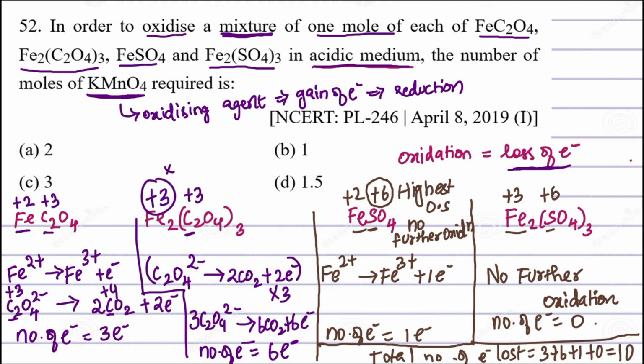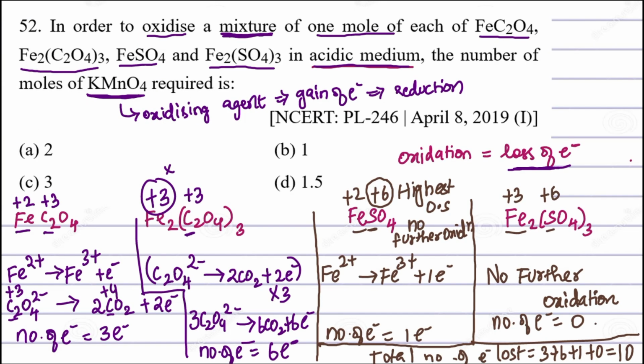Now let us see the reduction half reaction of KMnO4. KMnO4 undergoes reduction and can be written as MnO4-. It is mentioned that it is in acidic medium, so in acidic medium, MnO4- is converted to Mn2+. Then you have to see the change from +7 in MnO4- to the +2 oxidation state. So the difference is 5 electrons, so 5 electrons are gained.